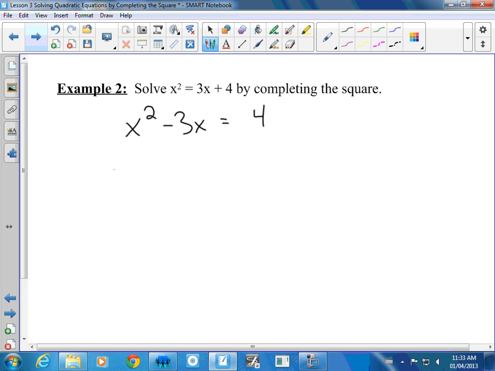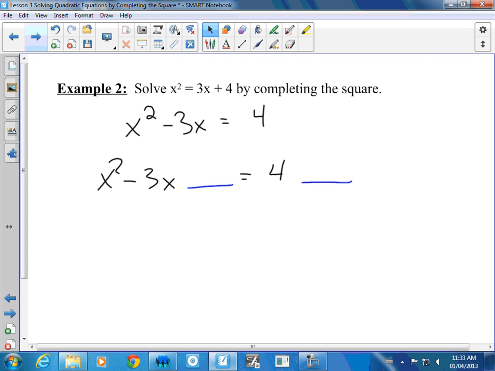Okay, so x squared minus 3x equals 4. Now think about this for a minute. Basically, we're putting something here and putting something here. We're going to complete the square. We're turning this part of a binomial into a lovely trinomial that factors into a perfect square.